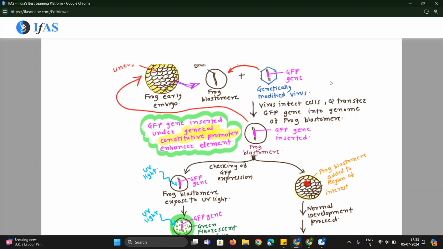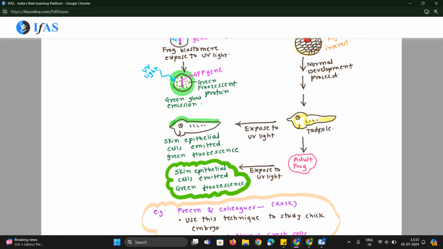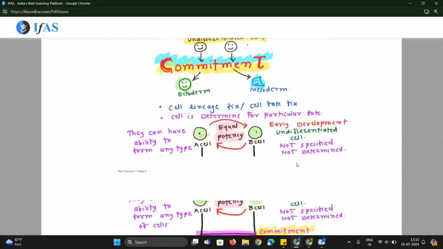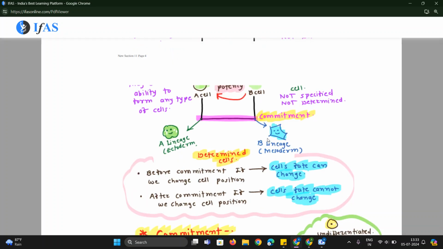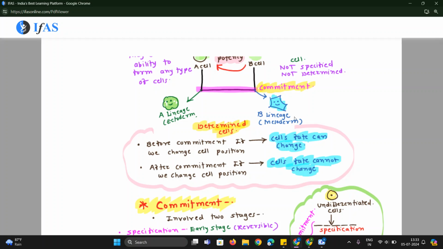And this one describes the frog development. You can see. Then the commitment: ectoderm or mesoderm, which layer? So cell lineage fix, or cell fate fix. The cell is determined for a particular fate. A cell and B cell can have the ability to form any type of cell. This is an undifferentiated cell that is not specified, so it can form any type of cell. Our A lineage, the ectoderm, forms from here, and the B lineage, the mesoderm, forms from here.